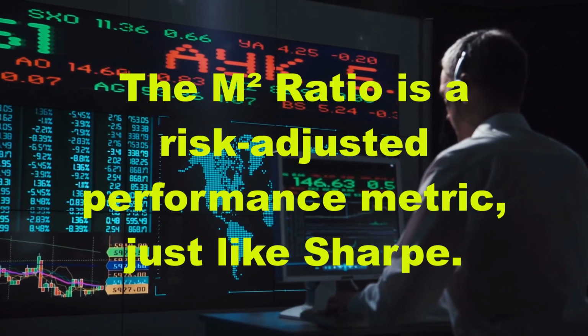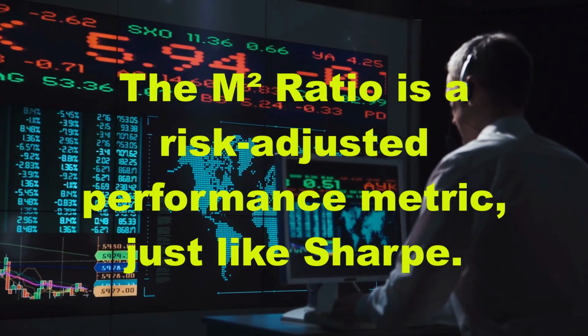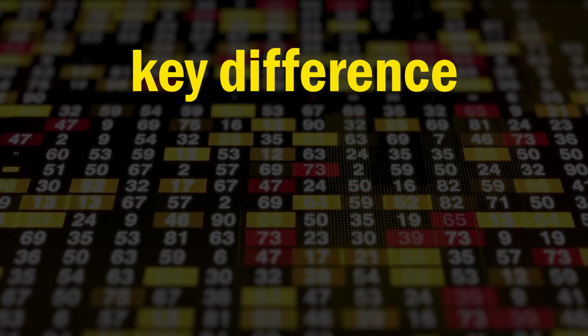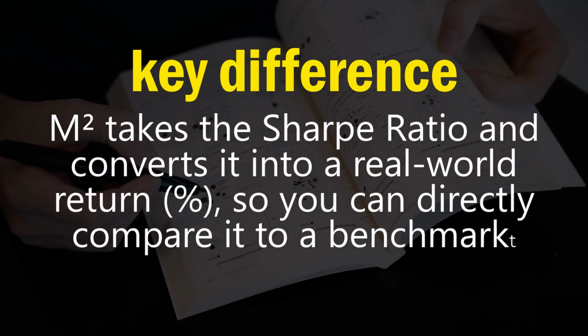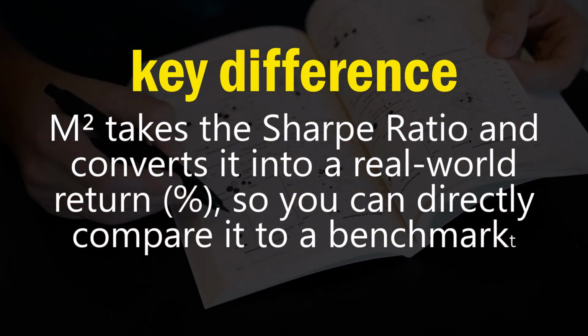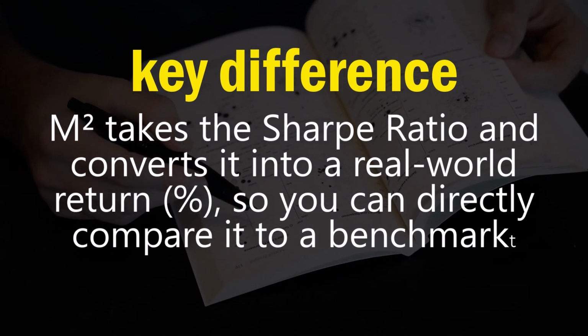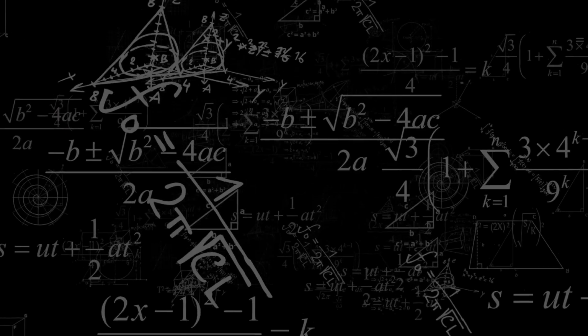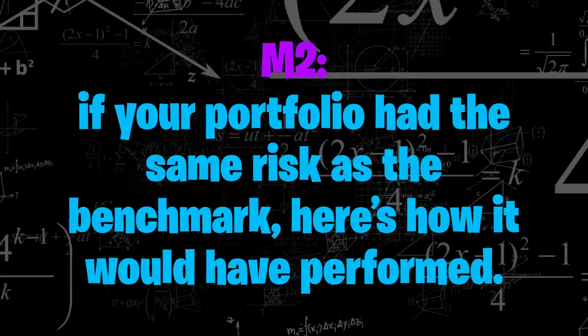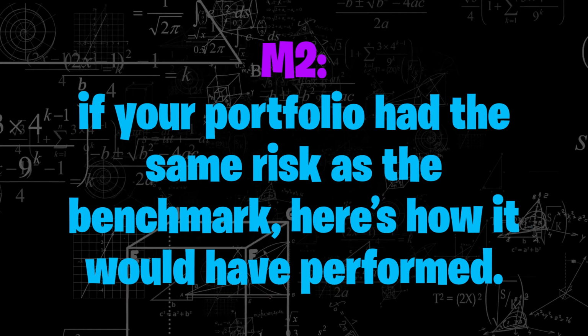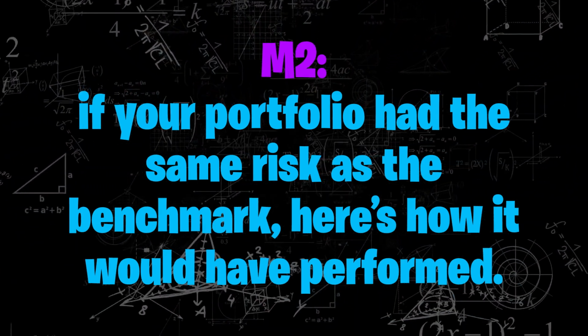The M-squared ratio is a risk-adjusted performance metric, just like Sharpe. But here is the key difference. M-squared takes the Sharpe ratio and converts it into a real-world return percentage, so you can directly compare it to a benchmark. And why does that matter? Because ratios like Sharpe are abstract. M-squared says, hey, if your portfolio had the same risk as the benchmark, here's how it would have performed.